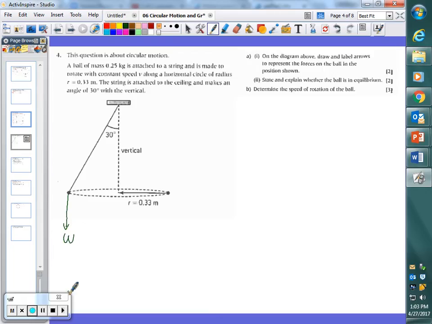Net force. Got that. Tension. Tension comes from what? The string, which is the hypotenuse in this case. So this is going to be the tension.